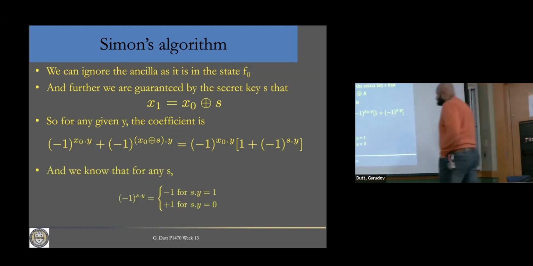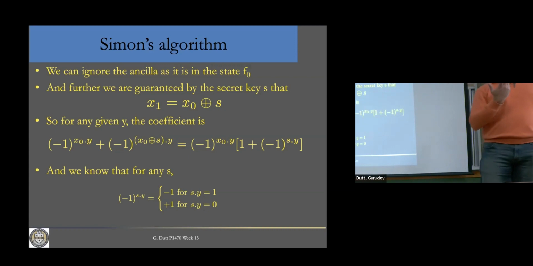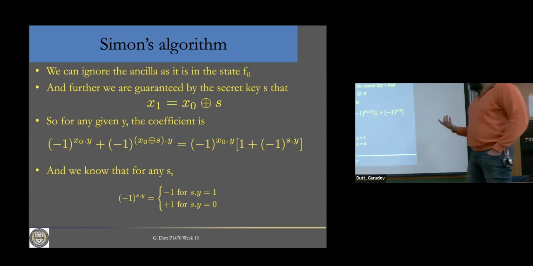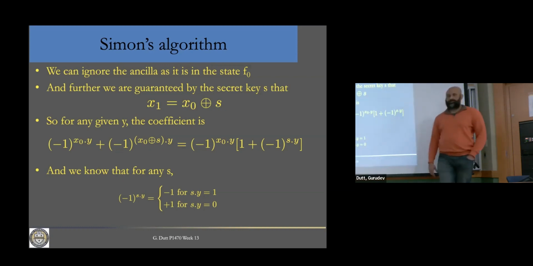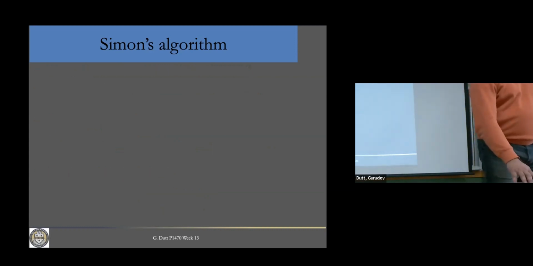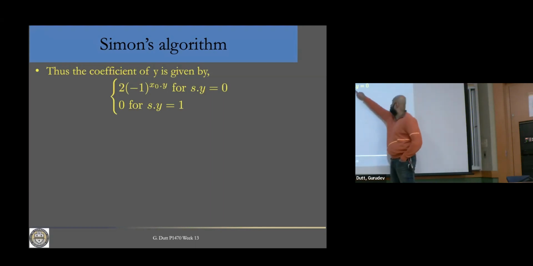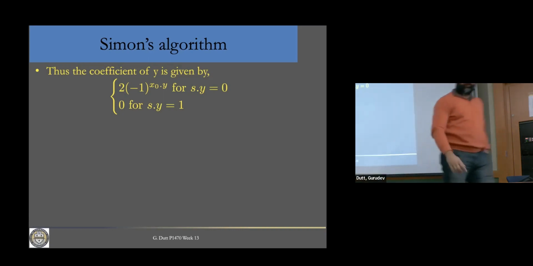Again, we know for any s, remember s dot y is just a single bit. It's the bitwise AND of s and y. So the output is always going to be 0 or 1. If that value is 1, then this minus 1 will give me a minus 1, or it'll give me a plus 1 if the s dot y is 0. So the coefficient of y is given by one of these two possibilities. If s dot y is 0, it gives me 2 to the power 2 times minus 1 to the power x naught dot y, so that's what was common to both of them, or it will give me 0 for s dot y equal to 1.